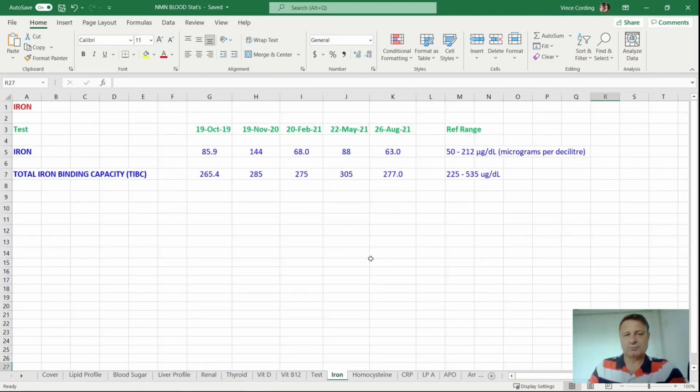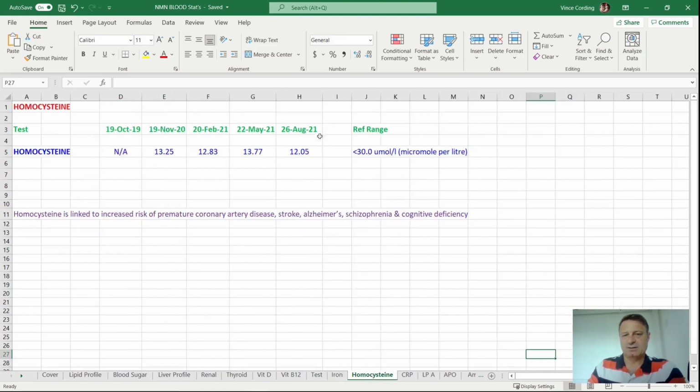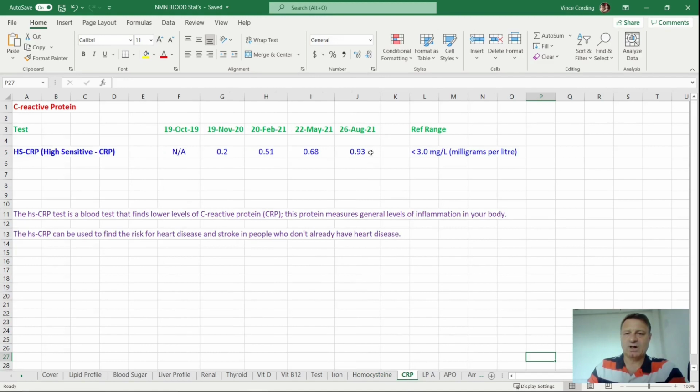All good, no problems there whatsoever. Homocysteine, again, no problems there whatsoever, down from the last one and still well within range. C-reactive protein, again, well within range. Less than 3.0 is what they're talking about, and mine is 0.93. That said, it is edging up ever so slowly, so I'll keep an eye on that, but really nothing to worry about with C-reactive protein.